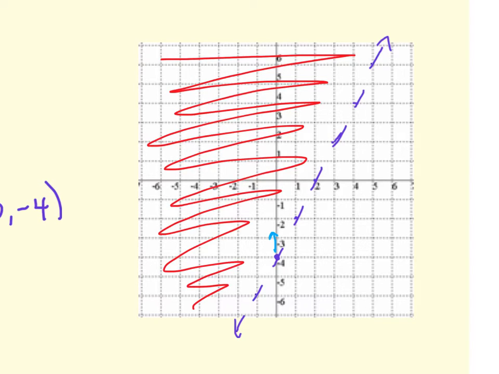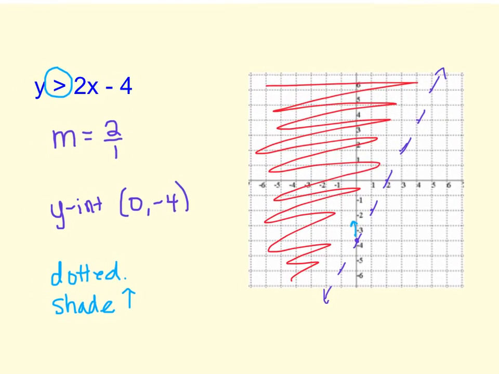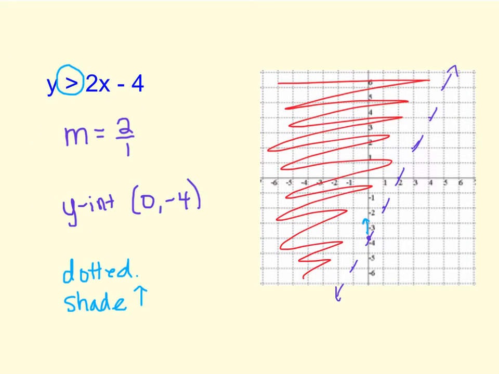And what we're shading in is we're shading in all the solutions to the system. So anything in that shaded region, if you were to plug in the ordered pairs to the inequality over here, you would have a true statement.